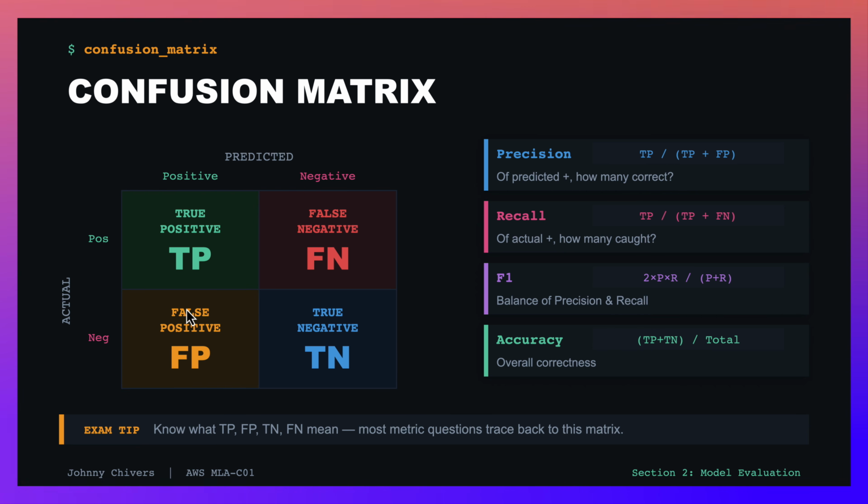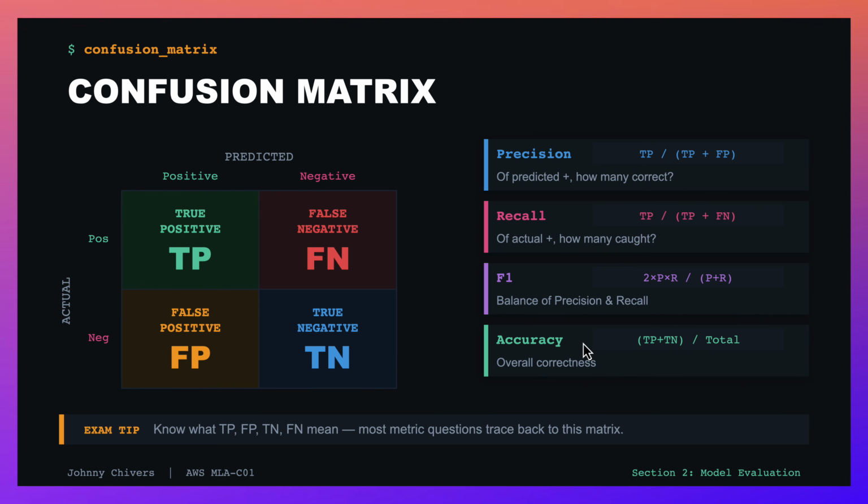And then from this confusion matrix, we get the four definitions of what we've been looking at. Accuracy, we'll start at the bottom, is easy. It's the true positives plus the true negatives divided by the total, or overall correctness of the model. Precision is, of the predicted positives, how many were correct. So true positives divided by true positives plus false positives. Recall is, of the actual positives, how many did we catch. So that's true positives divided by true positives plus false negatives. And the F1 score is looking at a balance between precision and recall. So you're looking at 2 times precision times recall divided by precision plus recall.